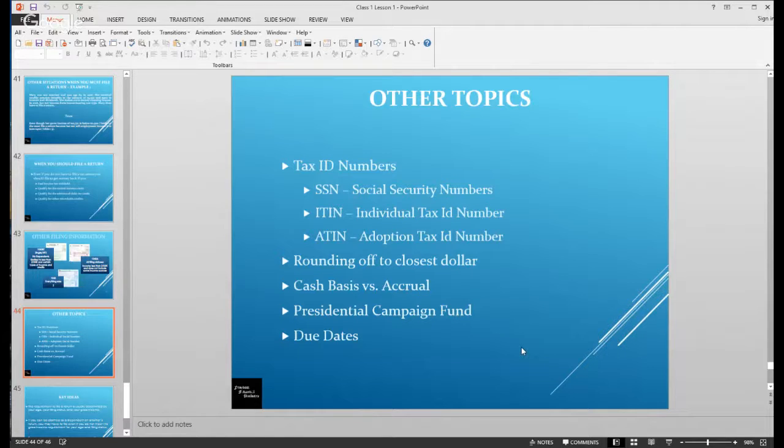The Presidential Campaign Fund is a voluntary contribution. It does not change the refund amount that the client or the taxpayer would receive. Due dates for taxes in the United States are April 15th, unless April 15th falls on a Saturday, Sunday, or a holiday. This year, it falls on a Saturday, and then Monday is actually a holiday, and so taxes will be due by Tuesday, April 18th, 2017.